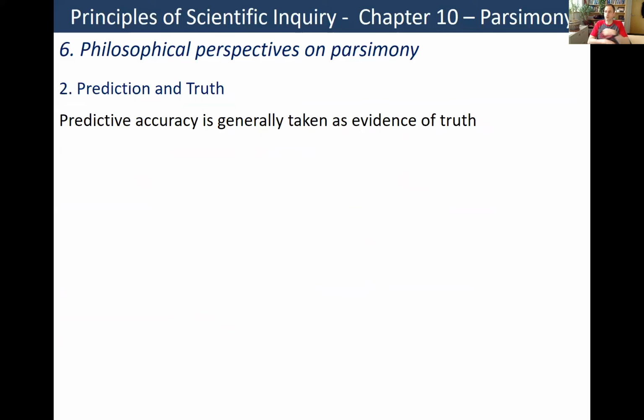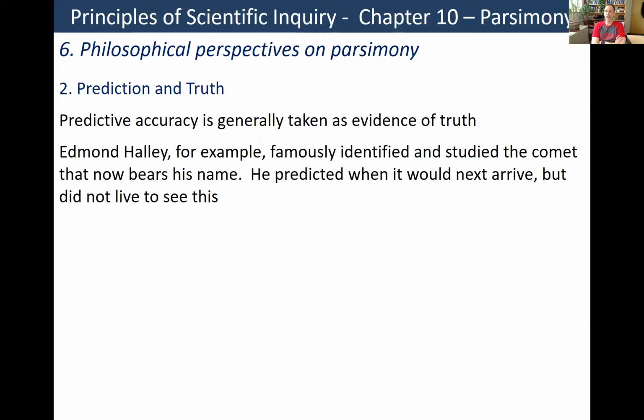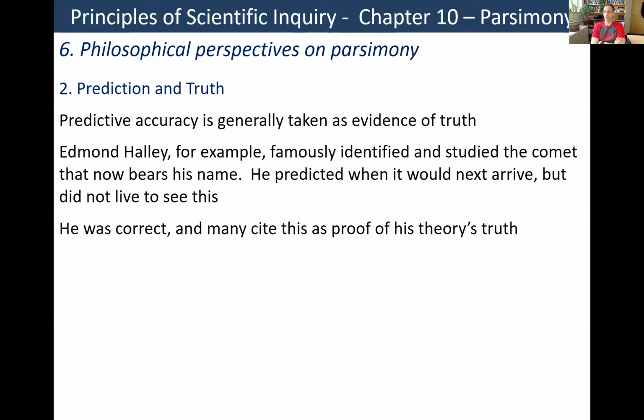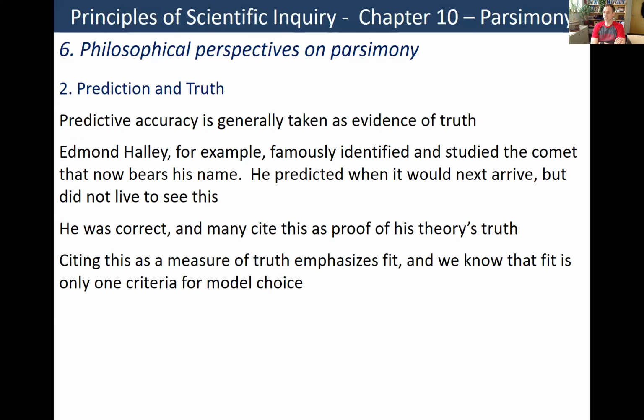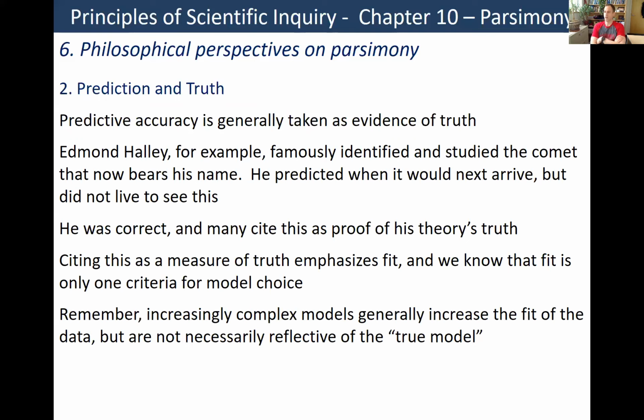Prediction and truth. Predictive accuracy is generally taken as evidence of truth, and I think it should be. Edmund Halley, for example, famously identified and studied the comet that is now called Halley's Comet. He predicted when it would arrive next, but he didn't live to see it. He was correct, and many cite this as proof of his theory's truth, and they should. Citing this as a measure of truth emphasizes fit, and we know that fit is only one criterion for model choice. Remember, increasingly complex models generally increase the fit of the data, but they're not necessarily reflective of the true model of the data.